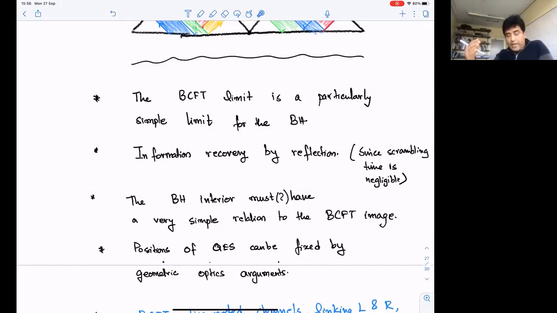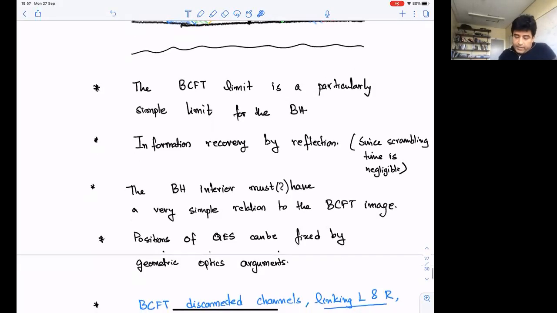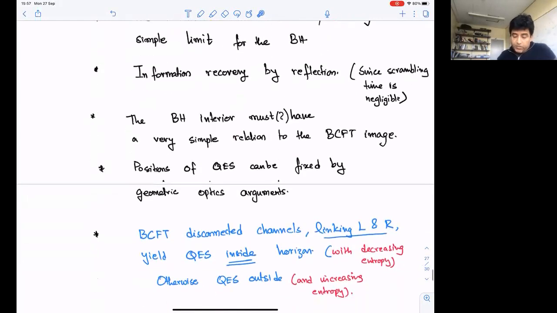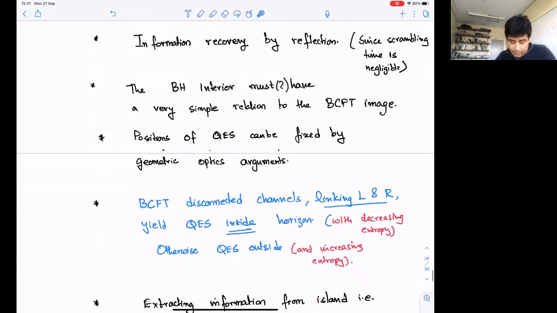But of course, on the black hole side, we can actually systematically improve upon this approximation and move away from the BCFT limit. So the black hole interior has a very simple interpretation, a simple relationship to the BCFT image. Positions of the quantum extremal surfaces can be fixed in principle by geometric optics arguments. We haven't actually completely understood this, but it looks like this can be done.